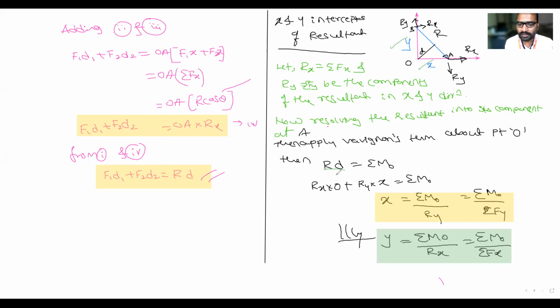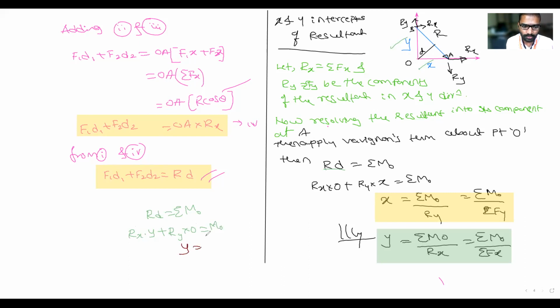So in case I take about this point, R into D is equal to the summation of moment about O. What is R into D about this point? Can you tell me? This Rx is at a perpendicular distance of how much? Rx into y, plus Ry, which is passing through O, into 0. This is equal to the moment about O. So this Rx into y.